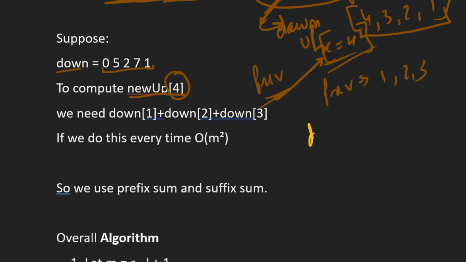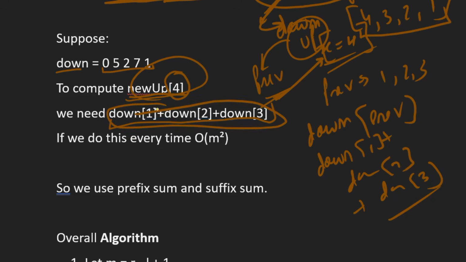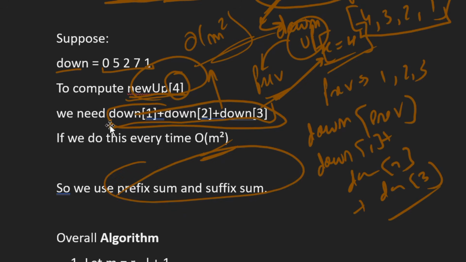So here we want down of the previous values, because to find the up state we should go from a down state. So we want down of 1 plus down of 2 plus down of 3, right, to find the new up of 4. So this sum, if we do the sum by iterating over the down array, then our time complexity will be big O of n square, right? So to reduce the time complexity, what we'll do is we'll use prefix sum and suffix sum, right?